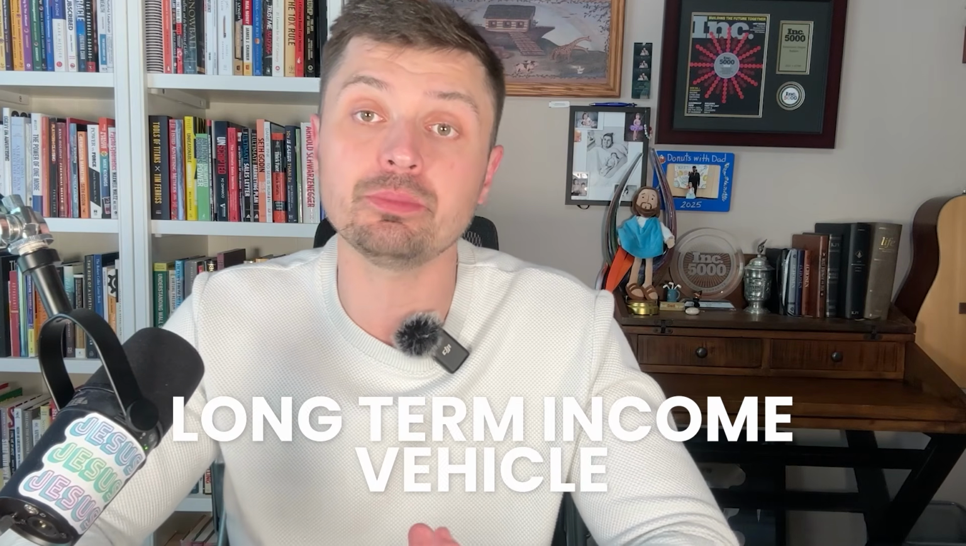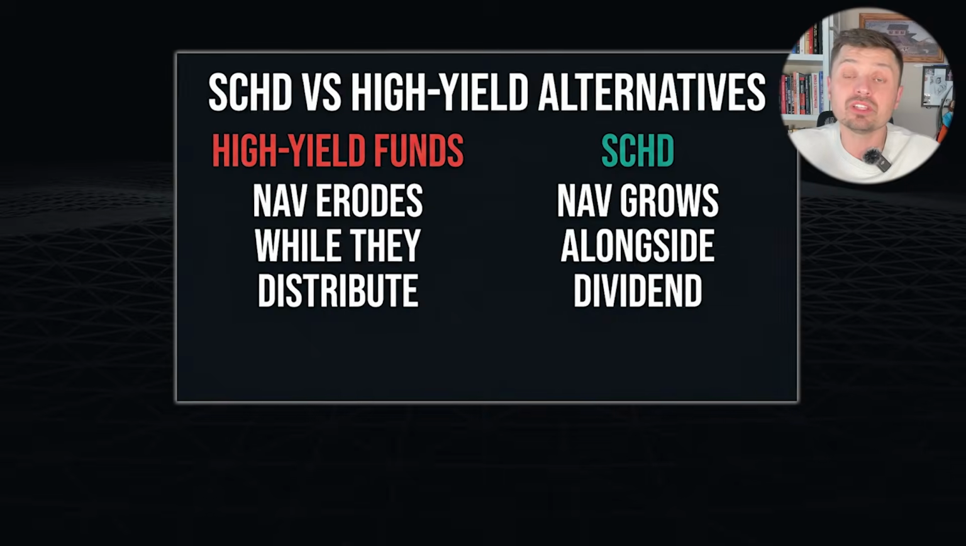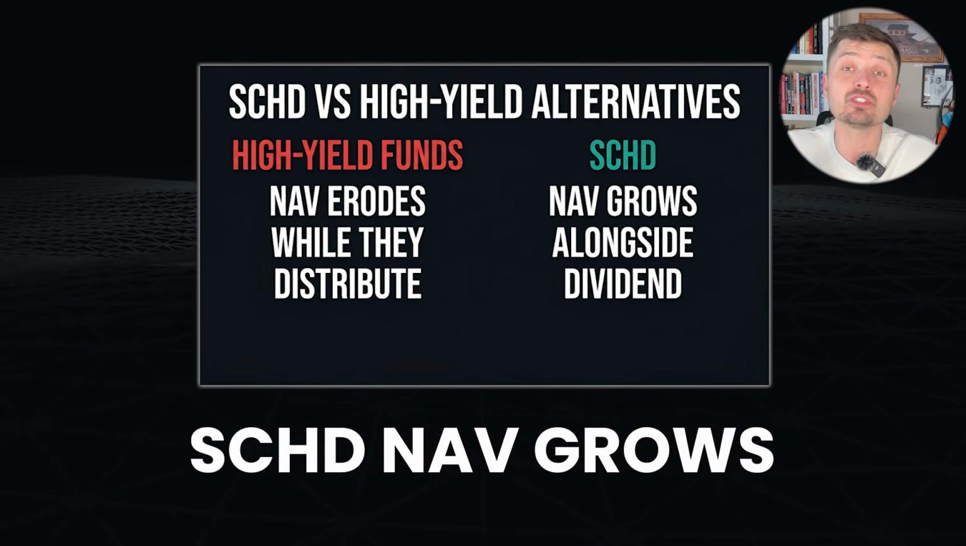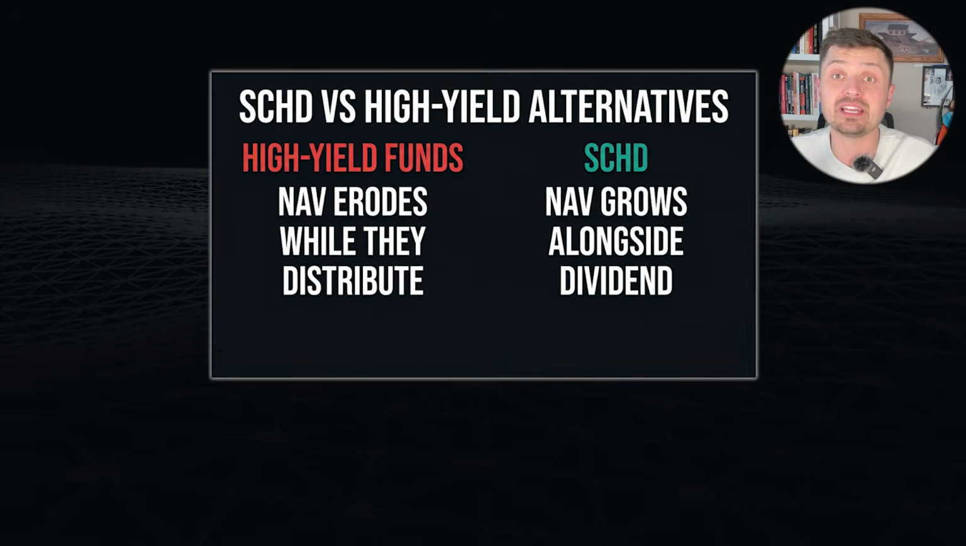This is the reason SCHD functions as a long-term income vehicle in a way that purely yield-chasing funds do not. The compounding of growing dividends on a fixed capital base is a feature that most high-yield alternatives simply don't have because their NAV is eroding while they distribute. SCHD's NAV has historically grown alongside its dividend.